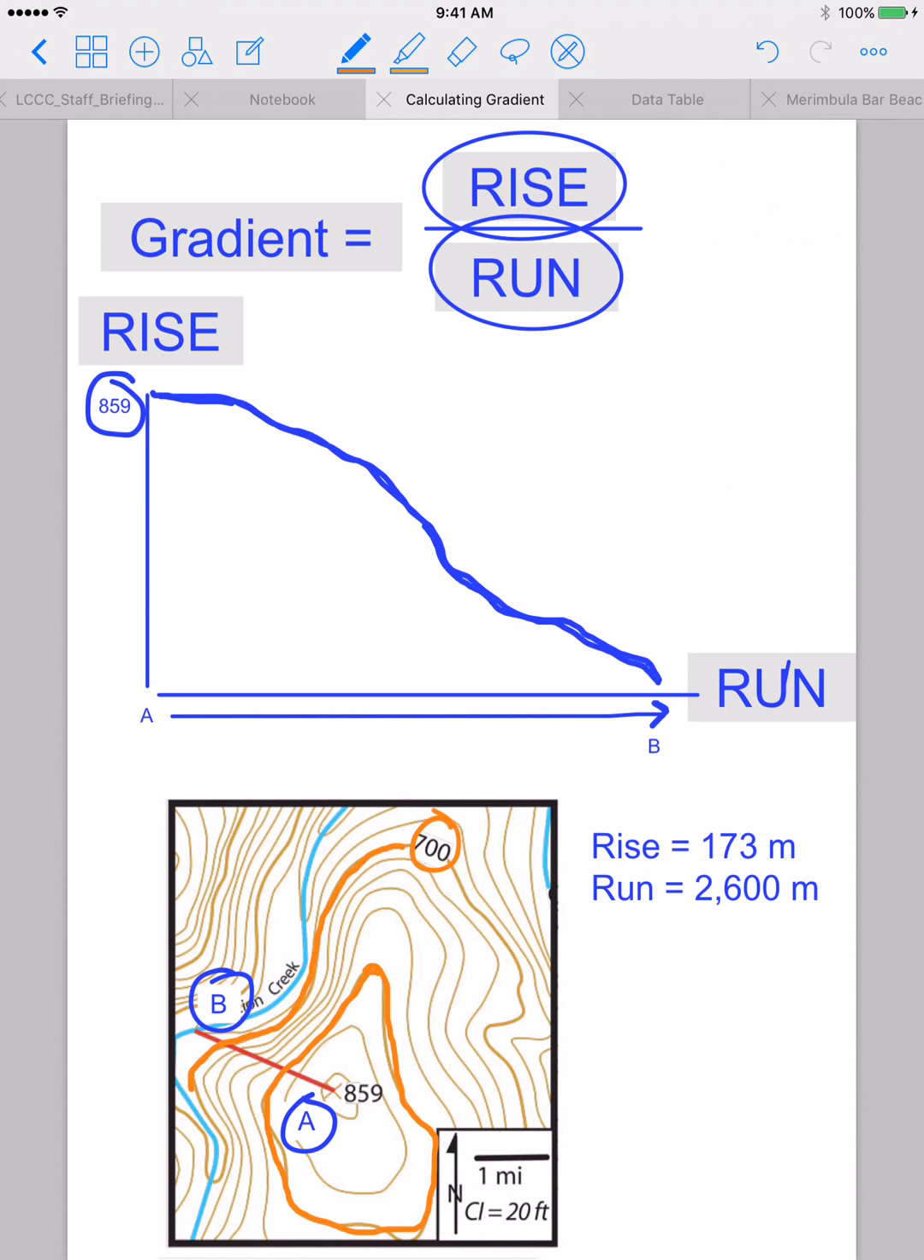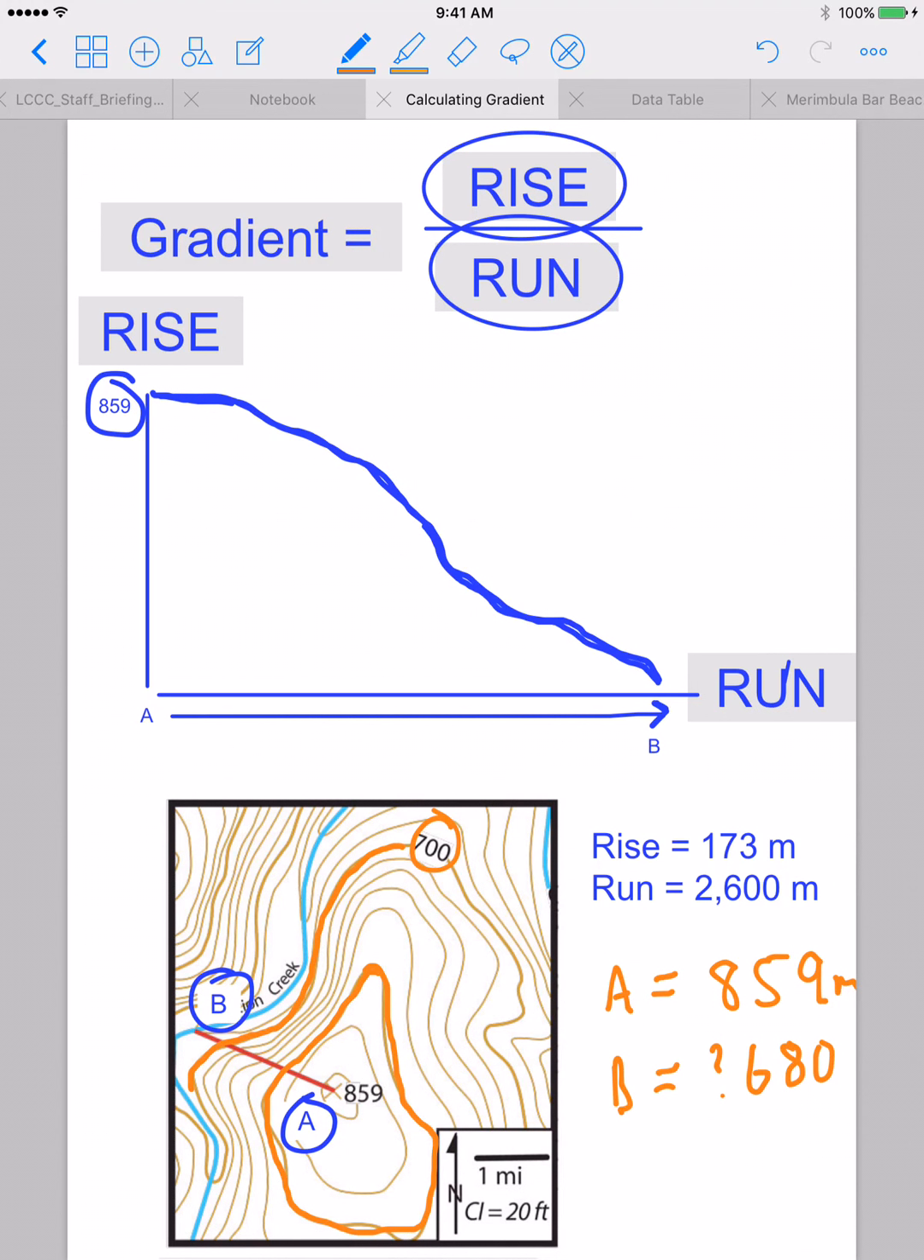And we need to work out what the height difference is between A and B. We can see that A equals 859 metres. B, on the other hand, is one that we don't know the answer to yet. But we can see by the contour line that we go below 700 metres down to the next contour line. So if the contour interval is 20 metres, that must mean that B is 680 metres above sea level.